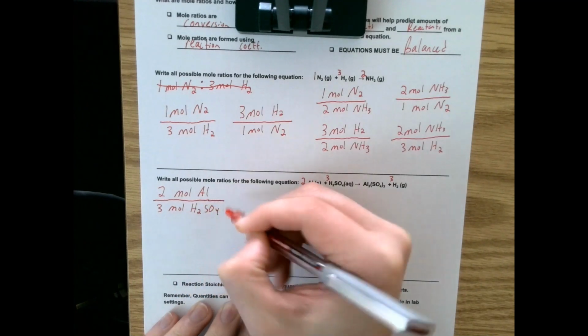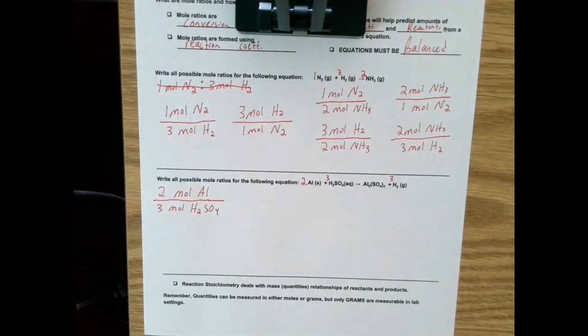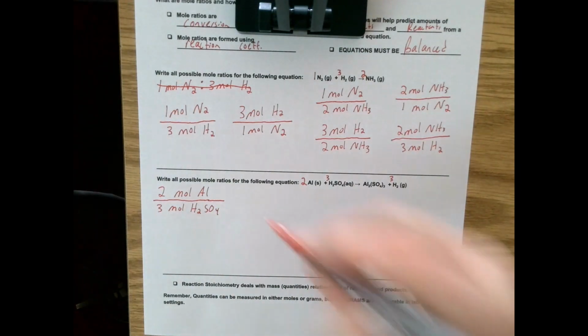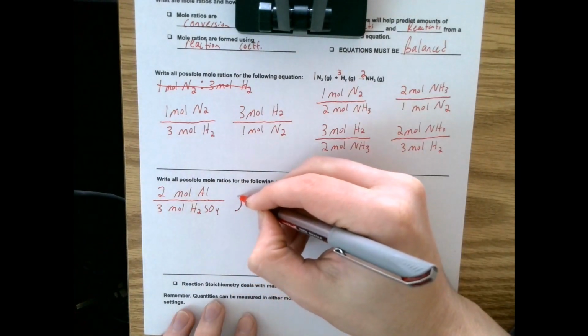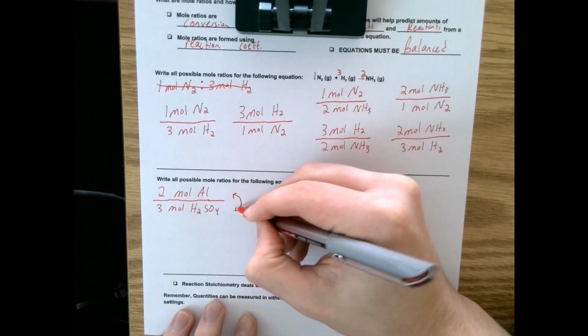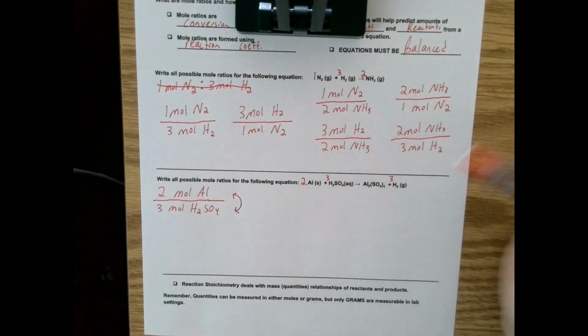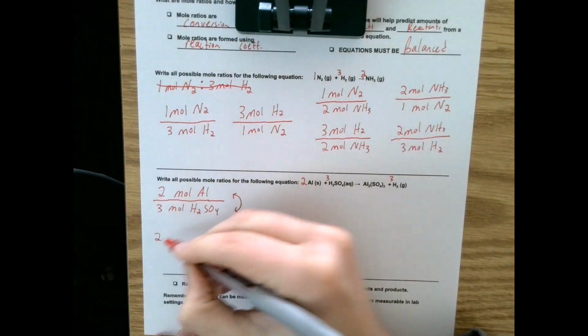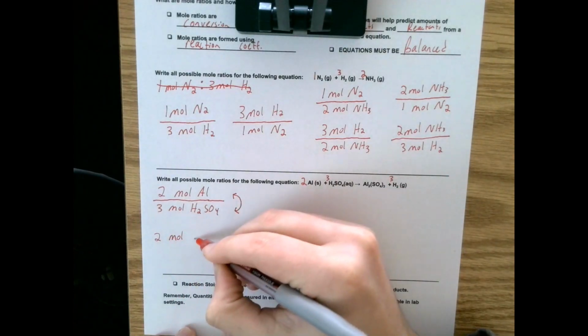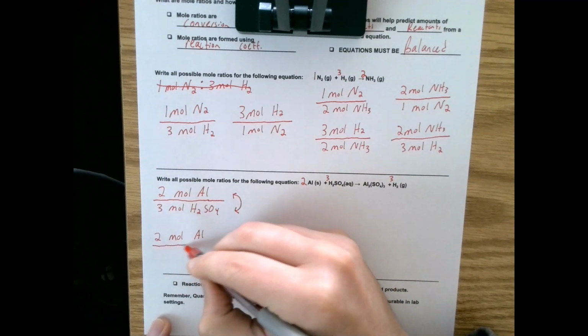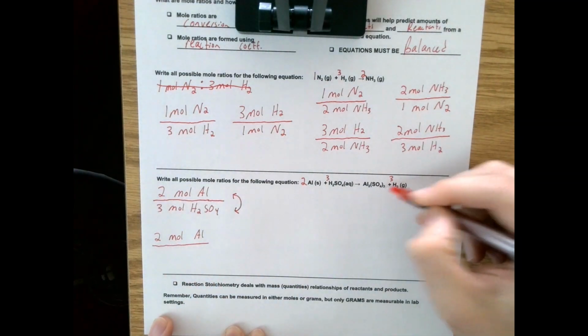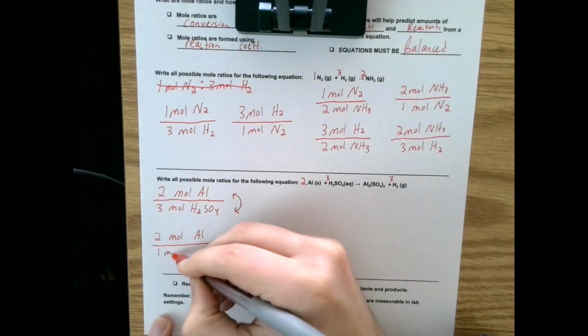And so just for the sake of space, I'm not going to rewrite it, but another possible answer is that you have the exact opposite of this. So you say that 3 moles of sulfuric acid react with 2 moles of aluminum. So you should have both of those answers there. So then I can look at aluminum and aluminum sulfate. I can say 2 moles of aluminum produce 1 mole of aluminum sulfate.